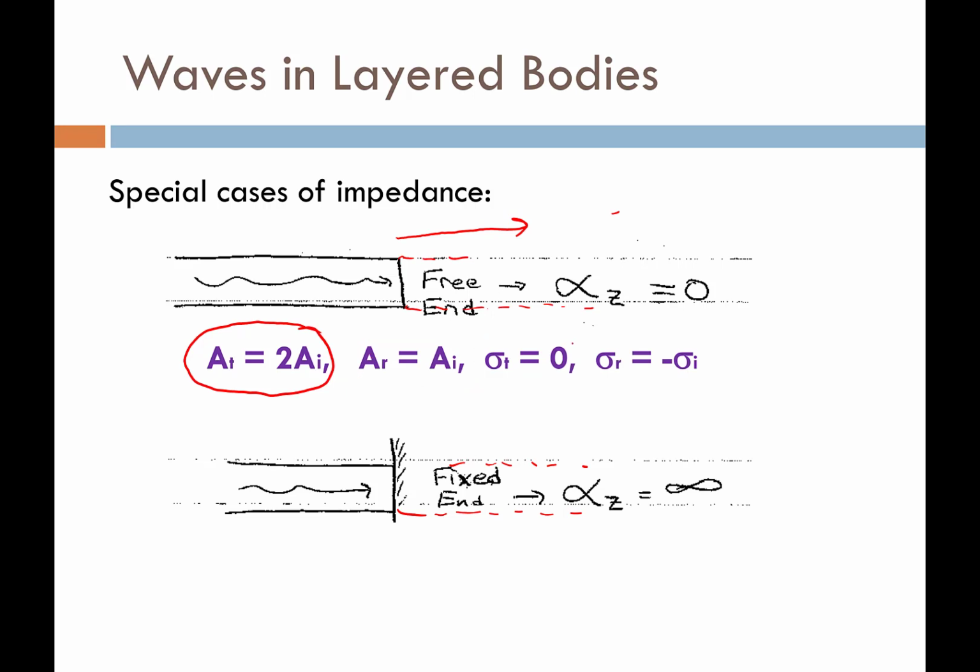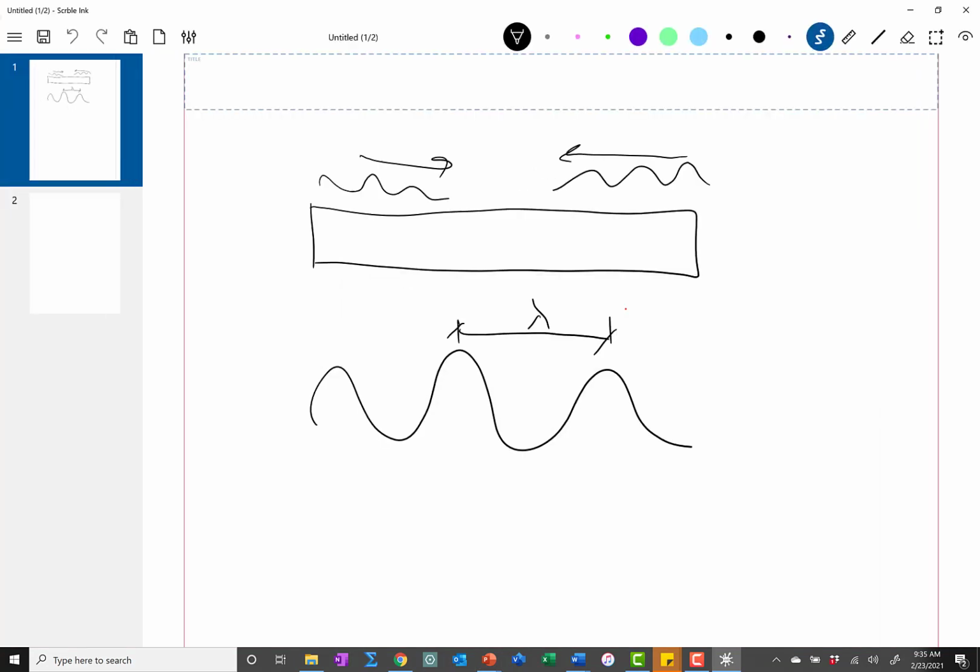The stress at the end of my wave, by definition, is equal to 0. In other words, I can't transmit stress into the air. So we're saying that the transmitted stress at the end of my rod is equal to 0, and the reflected stress is equal to negative of the incident wave. This has really practical applications, particularly in an area that maybe some of you aren't familiar with, and maybe some of you are. Let's look at the application of pile driving.